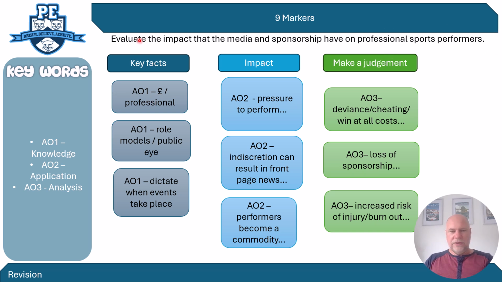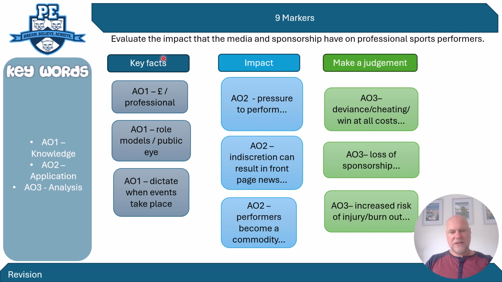So AO1, the key facts. The money that media and sponsorship bring in can allow sports performers to become professional. So it increases money. That's a fact. AO2 is the link to the media. Why are they being sponsored? Because they're role models, they're in the public eye, they're elite performers, and that's why it's seen on the media and they are given sponsorship. And then finally, we can talk about things like we talked about earlier. The media will dictate when events take place, and that can then impact sports performance.